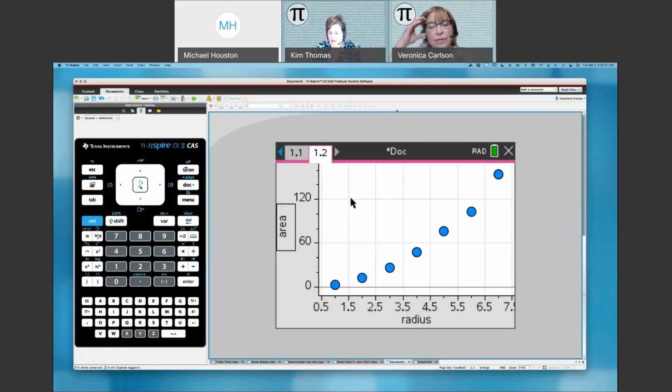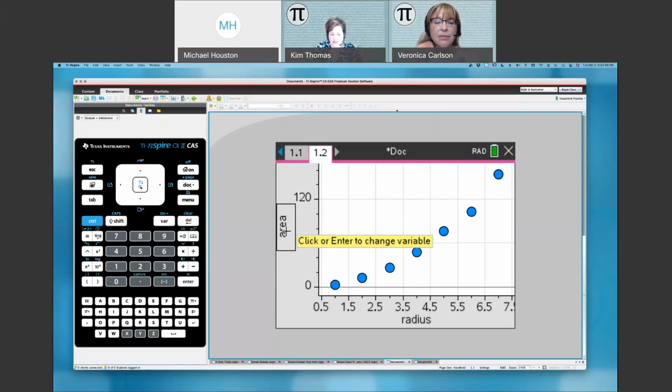Notice on the TI-Nspire there, nice curve. I was going to say, notice how it's so easy to change those independent and dependent variables by just clicking over in the horizontal or vertical area with the name.